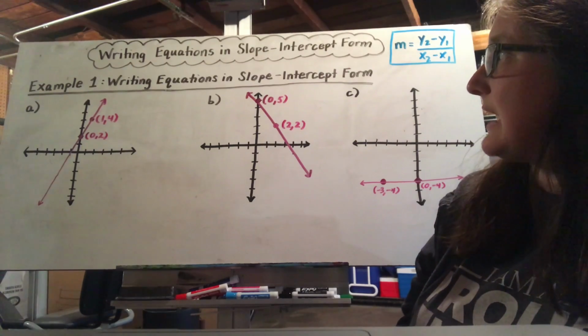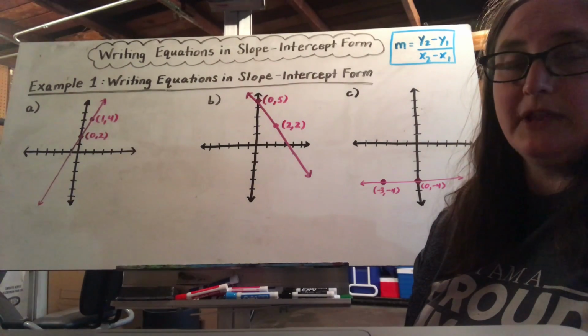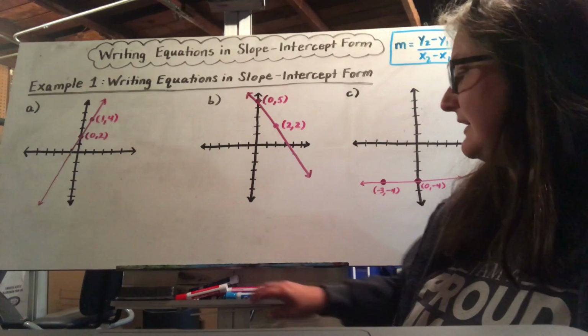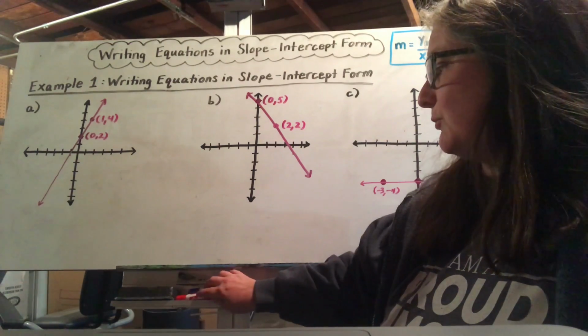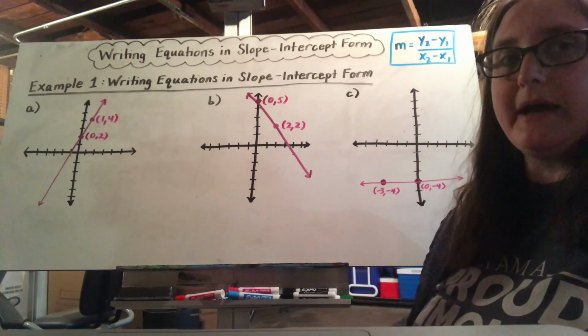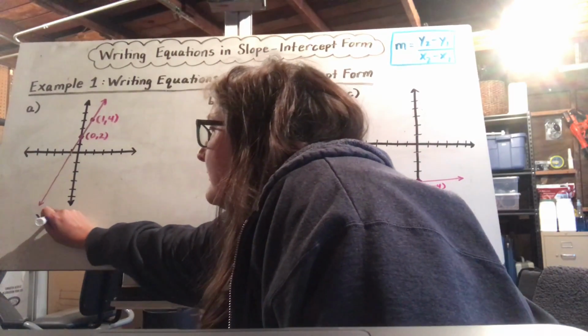Okay? So we're being asked, for each of these graphs, to write an equation for the line that we see in slope-intercept form. Now, when we say slope-intercept form, we're talking about the form y equals mx plus b, where m is our slope and b is our y-intercept.